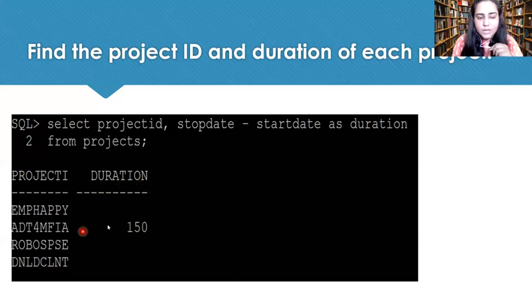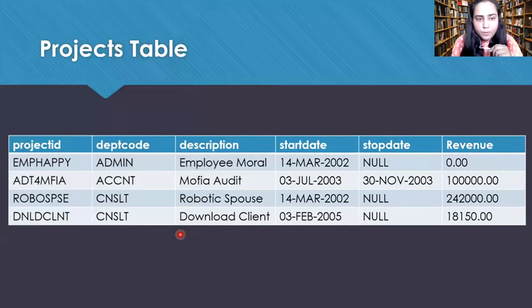And you can see I'm getting the duration of only one project, and we can check why that is happening from the projects table. So you can see over here that all the stop dates are null except this second row, which is having a stop date, which means this is the only project that has finished. The others are going on, and that's why you cannot tell their duration as of now, but you can tell the duration of the project that is over.